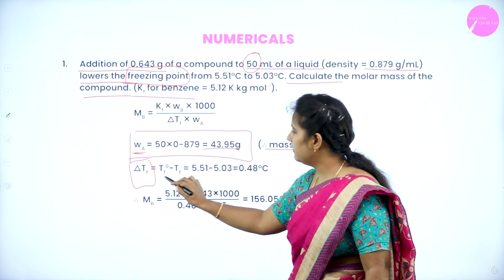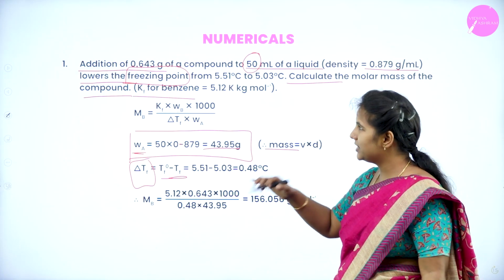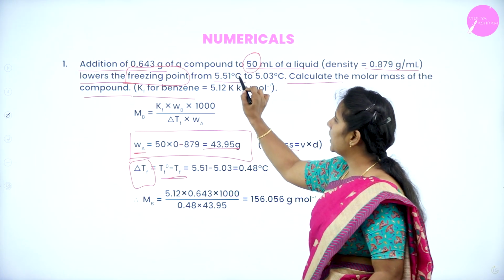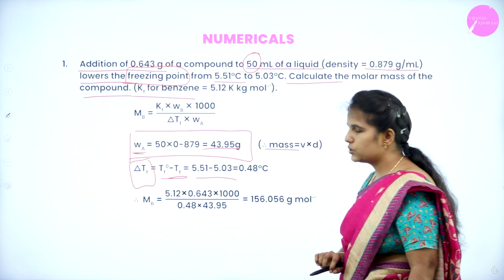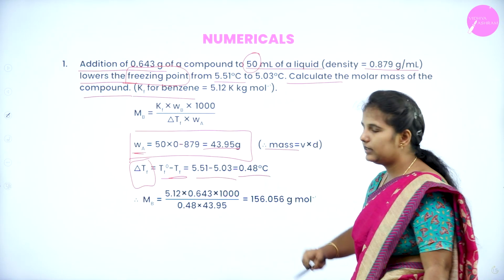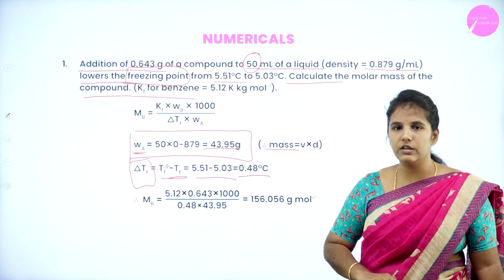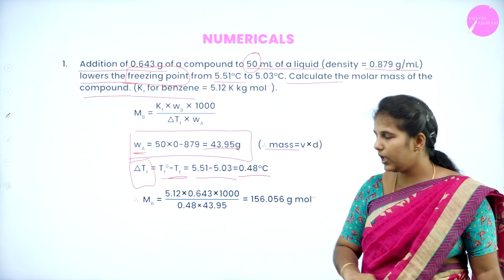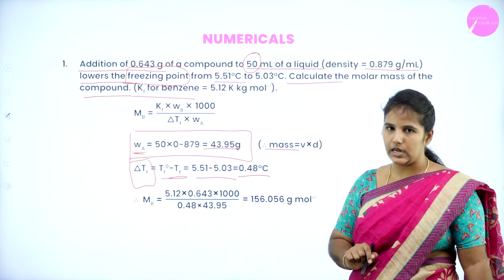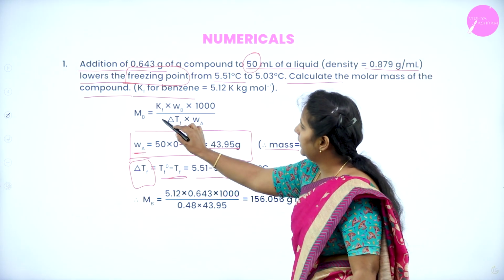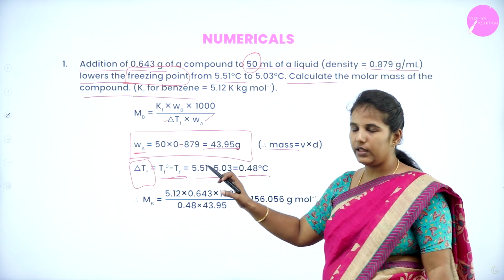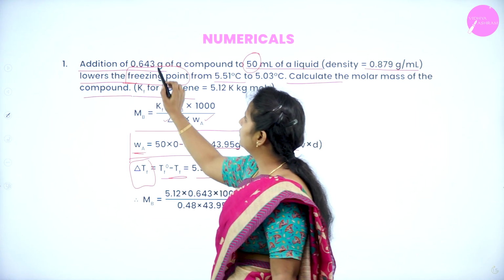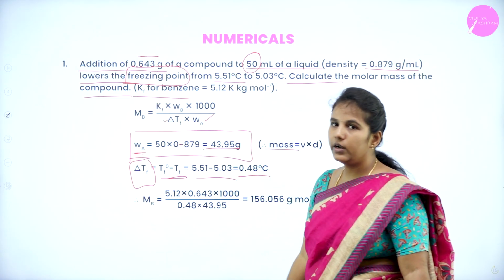So they have given the values of these two, that is, the decrease in temperature from 5.51 to 5.03. If you subtract these two values, you will get the delta TF value, that is the difference in the freezing point of the solution. Okay, that is 0.483. Now you know the value of TF, and you know the value of WA, not VA, that is WA, and you know the value of WB.